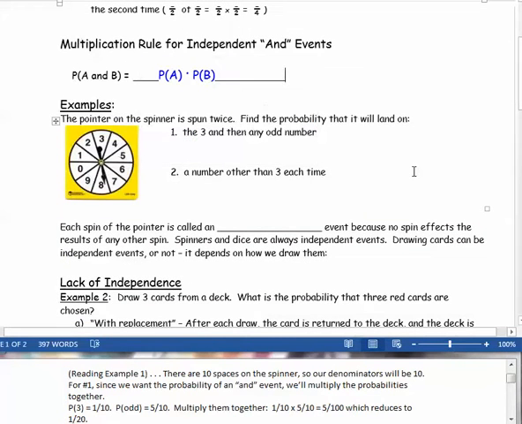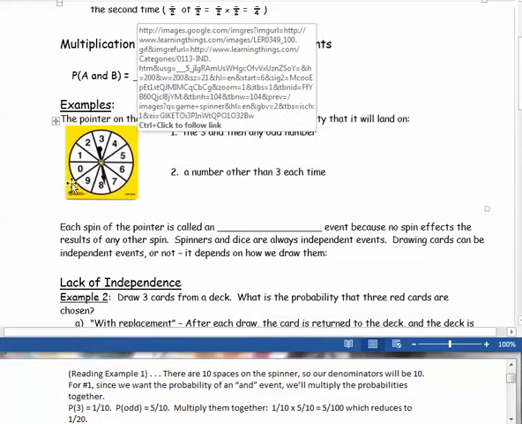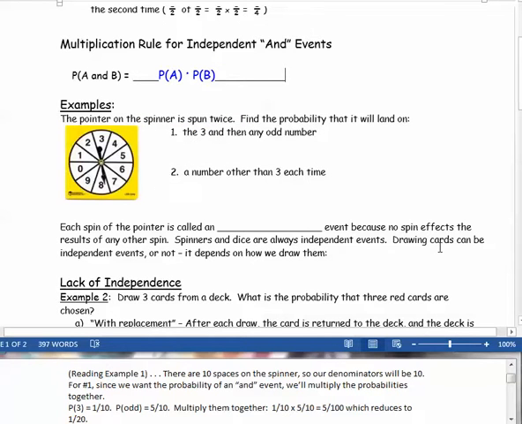Example 1. We have a spinner. The pointer on the spinner is spun twice. Find the probability that we will land on the 3 and then any odd number. Well, the spaces on the spinner go 0 through 9. That makes 10 spaces on the spinner. So the denominator of our fraction will be 10.